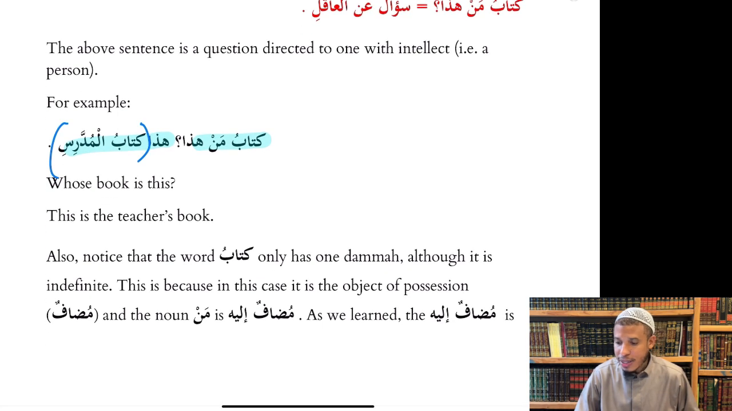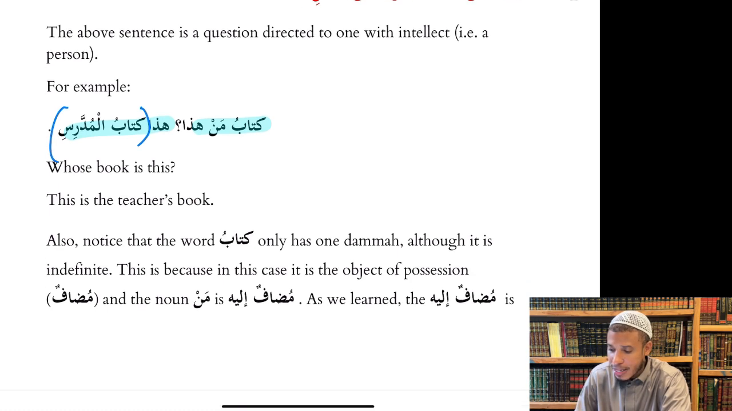So notice how kitab also, in this sentence, kitabu man, has one dhamma. Why is this? Although it's indefinite, we know the word that's indefinite, that's nakira, usually has tanween, right? In this case, kitab is the object of possession, it's mudaf. And the noun man is mudafun ilayhi.